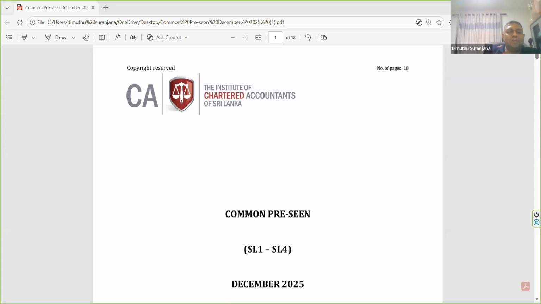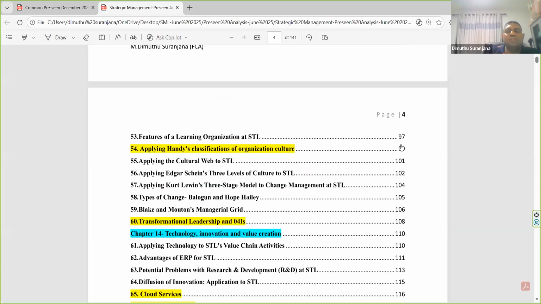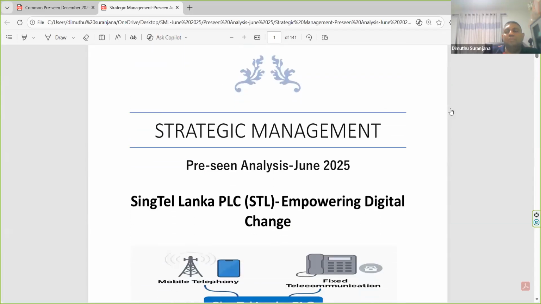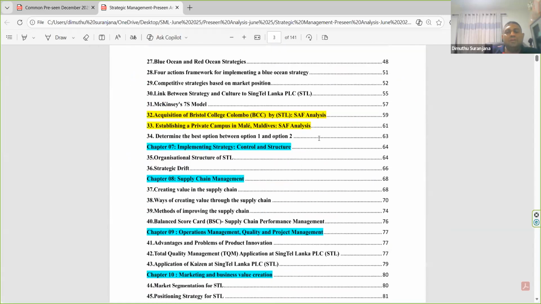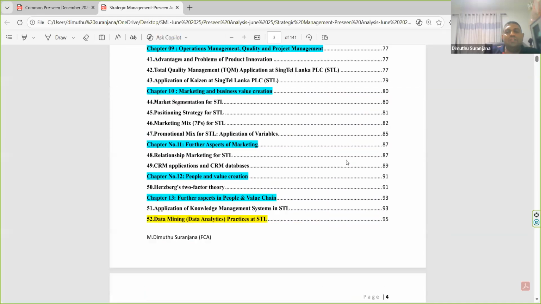What I will do is play the material for you. What type of analysis can you do with this? I will show you the analysis I have done for the last exam. This is the analysis I have done for the last exam, June 2025, Suntel Lanka PLC, empowering digital change. Look at the number of analyses I have done. I have done 74 analyses.